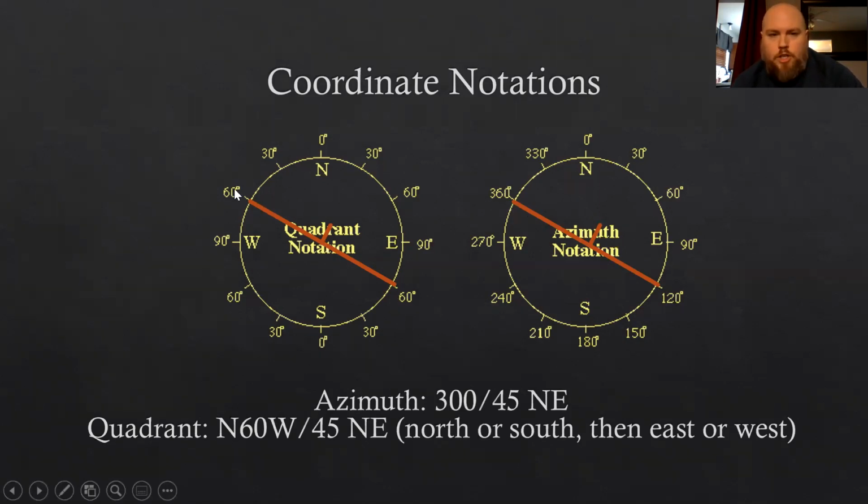In quadrant notation, the same measurement is north 60 west, and then the dip and dip direction are obviously the same. The real difference is that the quadrants are divided into 4 different quadrants. First you specify north or south. So there is the northwest quadrant and the northeast quadrant, and it is degrees east or west of north. So as you saw, it is north 60 west.